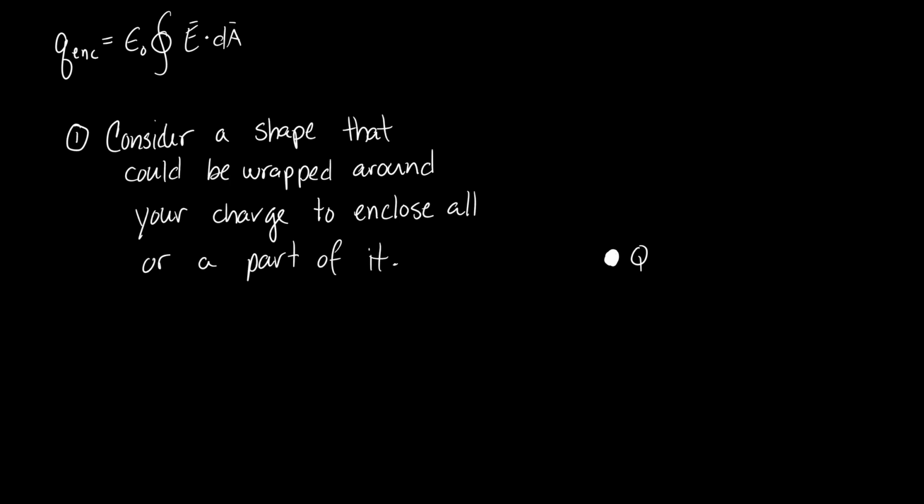The first step is you need to consider a shape that could be wrapped around your charge to enclose all or a part of it. Now, when I make this statement, the shape we're talking about, I will always refer to as a Gaussian surface. And that's how it will be referred to in your homework and on tests. And in nature, we talk about this shape as a Gaussian surface.